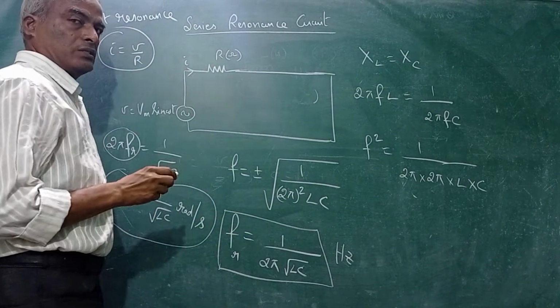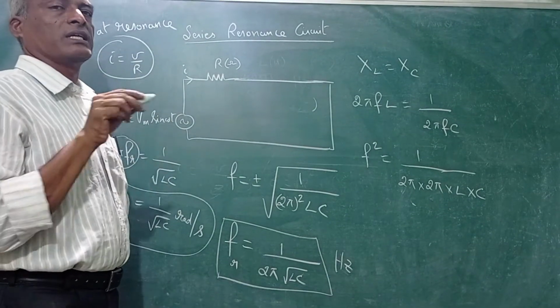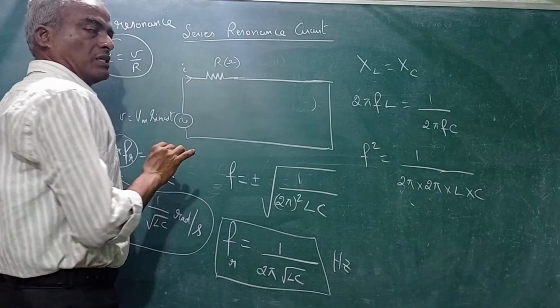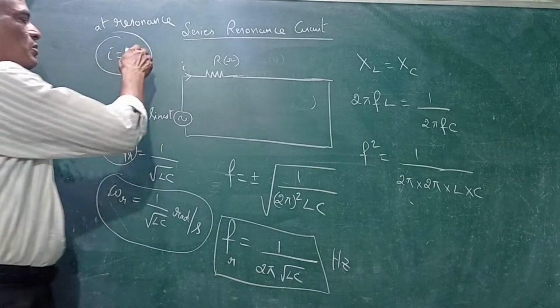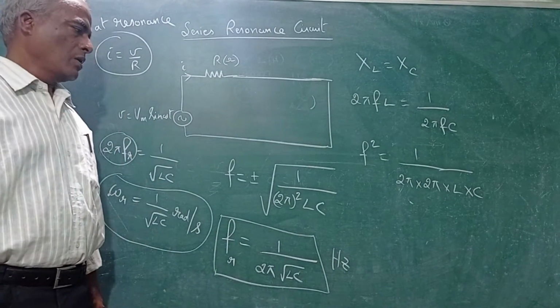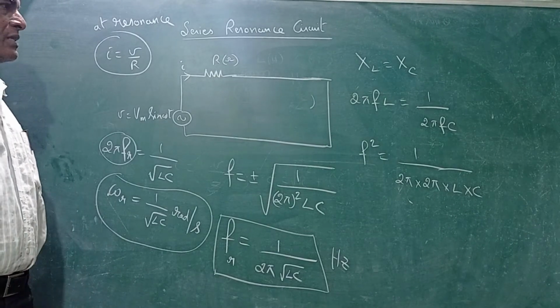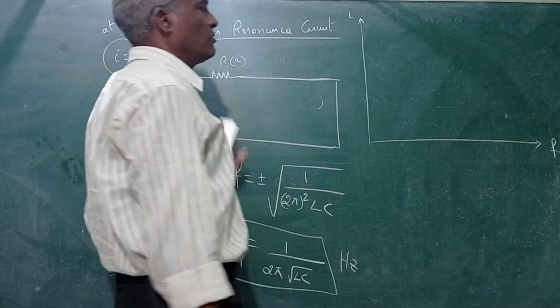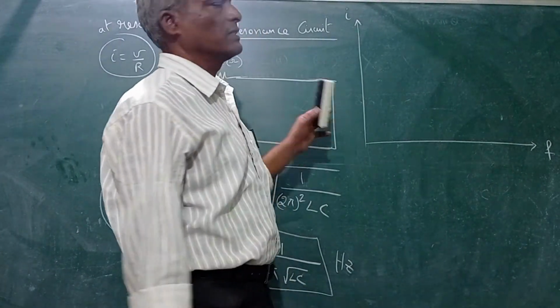So the question is, at resonance, what is the current? Just see the voltage, you see the value that at resonance I is equal to V by R. Now we will see the quality factor and bandwidth of the circuit. Now we will see the frequency response of the series resonance circuit.